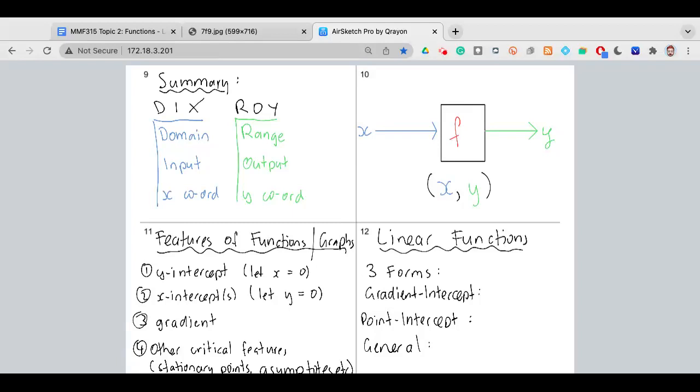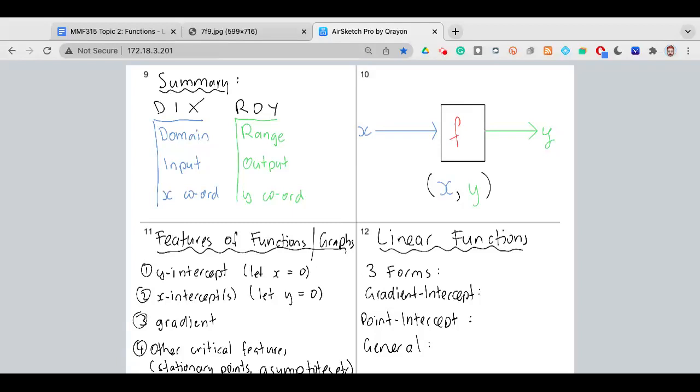Okay, slide 11, features of functions and/or graphs, using those words interchangeably there. This is what I was talking about before. Not all functions have all of these features, I should say, but the first three are common to most. Y-intercept. Not all functions have a y-intercept, but I would say well over 50% do, and all polynomial functions do.